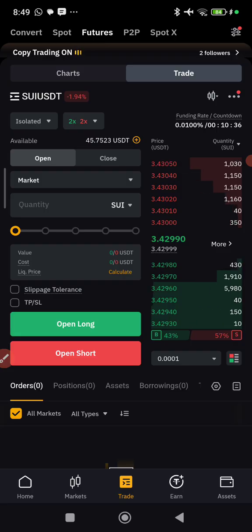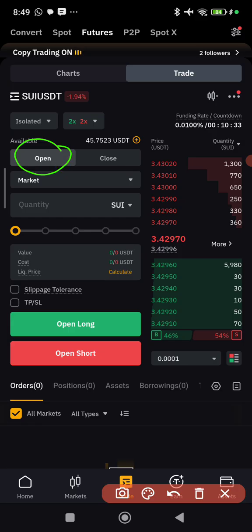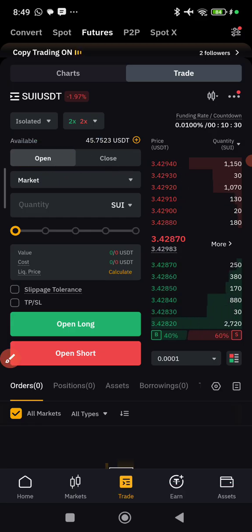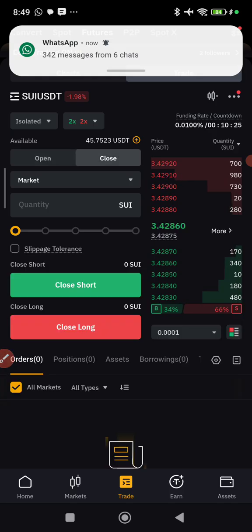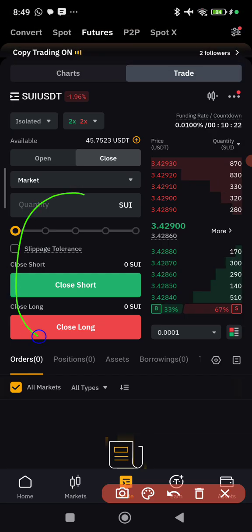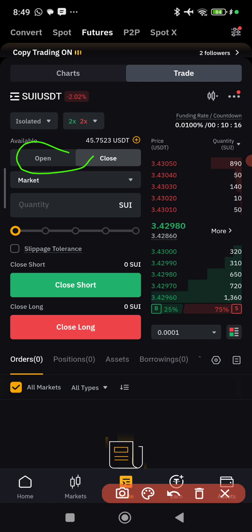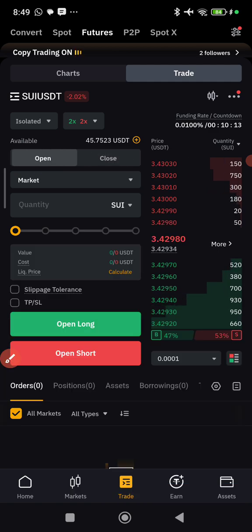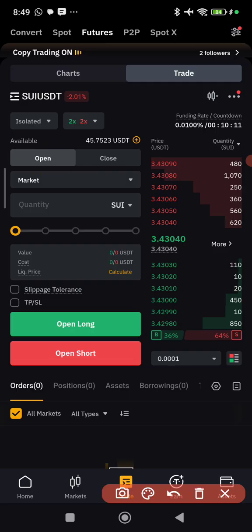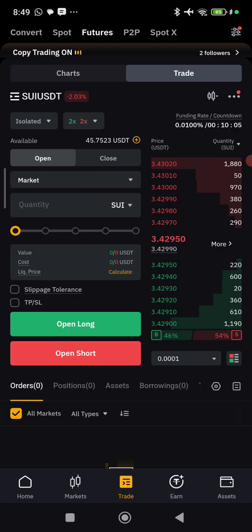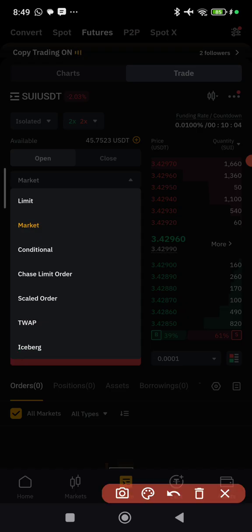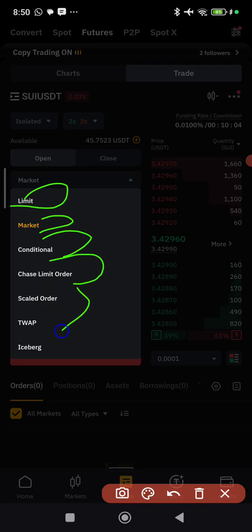Okay, then the next thing here is open and close. This open and close, are you seeing it? If you want to open this so that you can be seeing it, or you want to close it, it depends on you. Close or open, anyone you choose, it doesn't matter. So let's leave it open. Now the next one here is market. I choose market here, but if you click on the drop down, you'll see limits, market, conditional, chase, and so on.